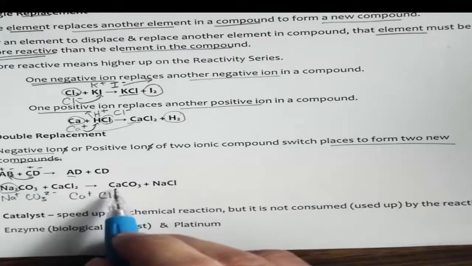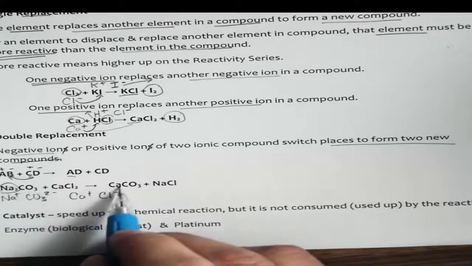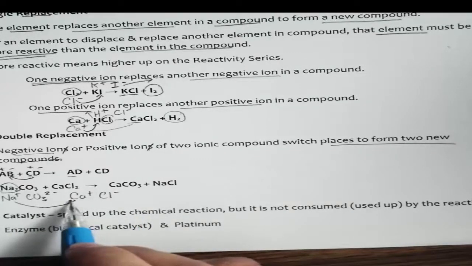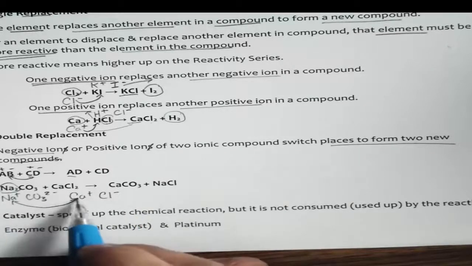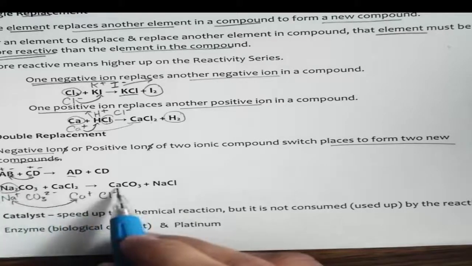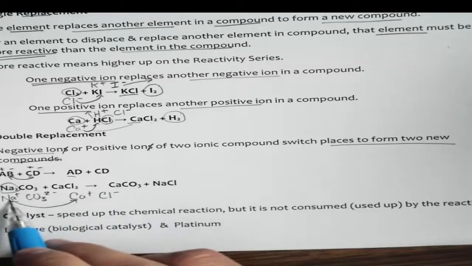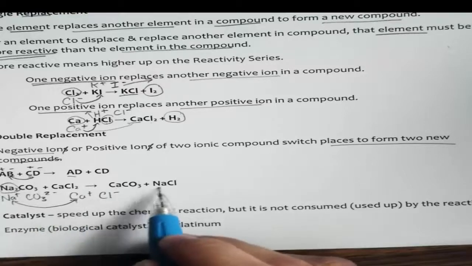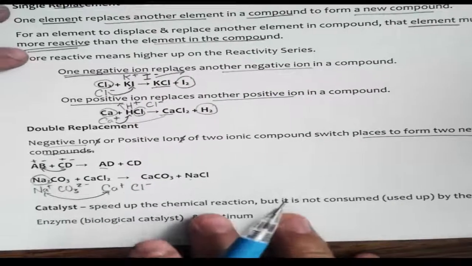So in this case, specifically, notice how we have sodium, it becomes calcium. So it must switch the positive ions. So the calcium goes over here, which is we have calcium carbonate, and the sodium goes over here, we have sodium chloride. See, that is really easy, isn't it?